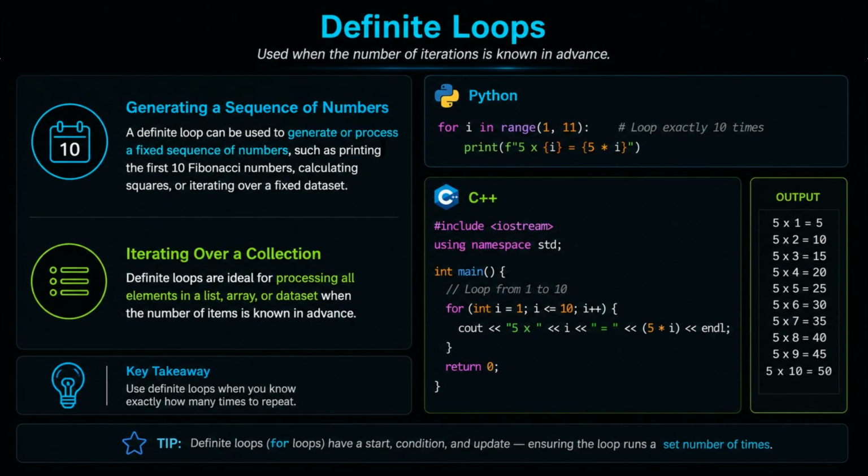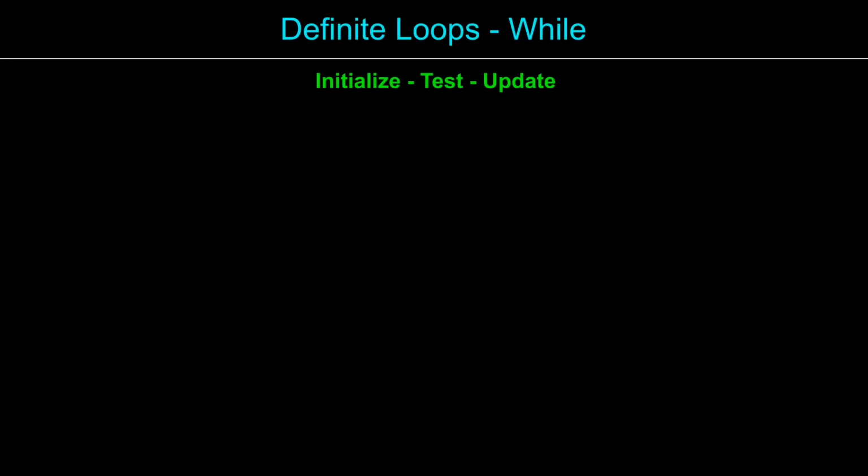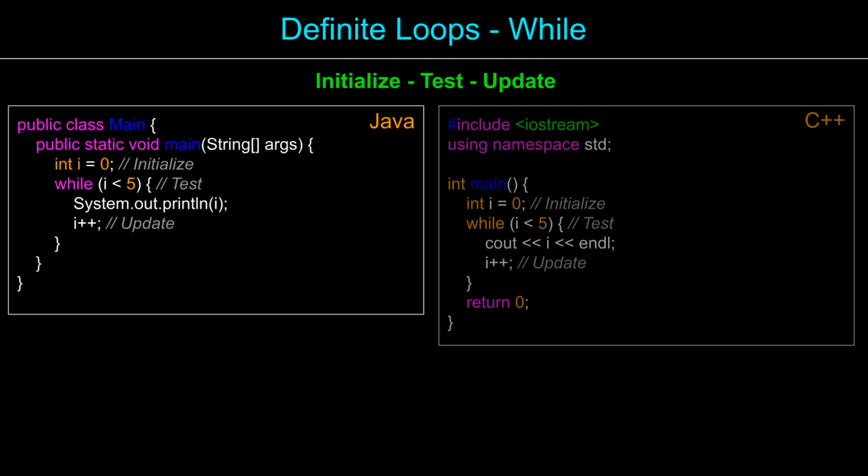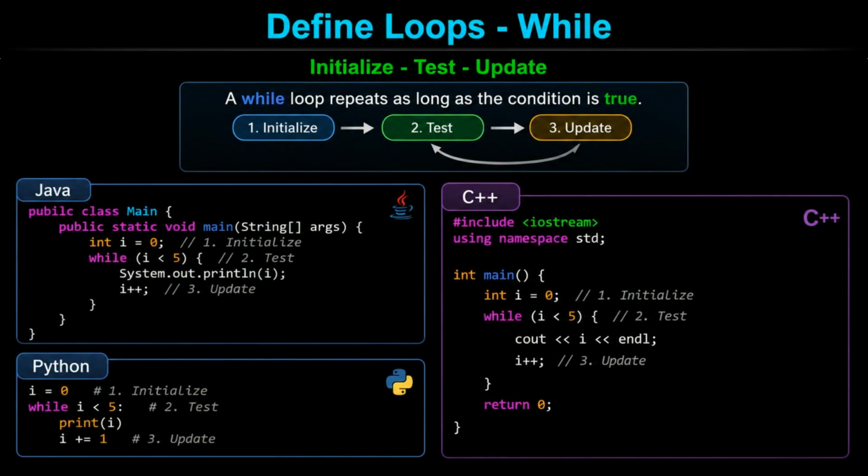Here, a for loop counts from 1 to 10, printing each multiple of 5 along the way, in both Python's range-based syntax and C++'s classic for loop structure. You can build a definite loop with a while statement too, as long as you handle initialize, test, update yourself. In Java, C++, and Python here, i starts at 0, initialize. The loop tests whether i is less than 5, printing i each time, then increments i by 1, update. Same three steps as any definite loop, just written with while instead of for.